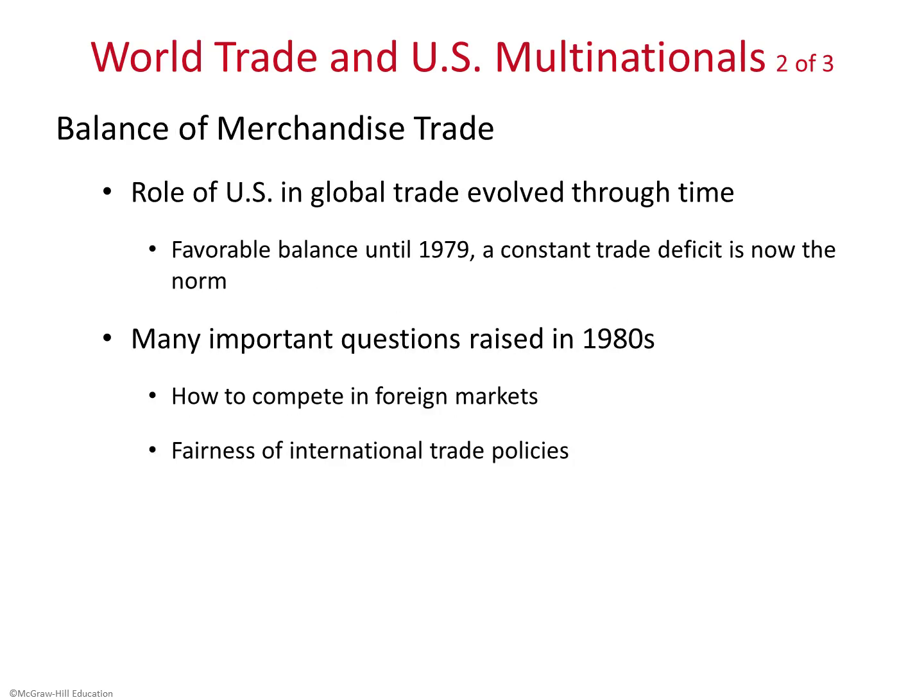Let's look at the balance of merchandise trade. The role of the U.S. in global trade has evolved through time. We had a favorable balance until 1979, but since then, a constant trade deficit has been the norm. In the 1980s, many important questions were raised. For example, how should we compete in foreign markets? Were other countries fair with their international trade policies?